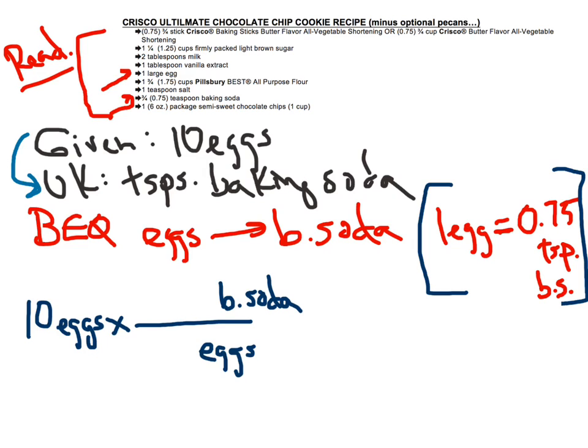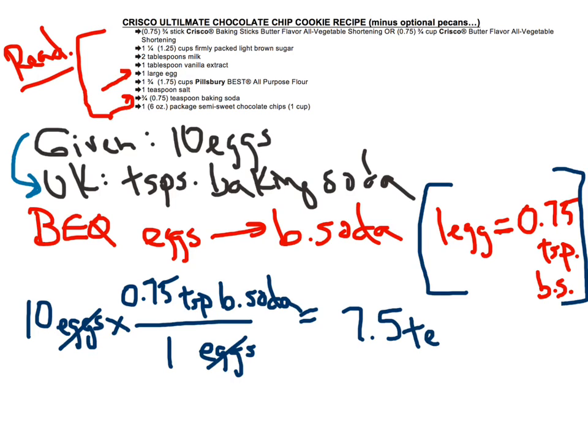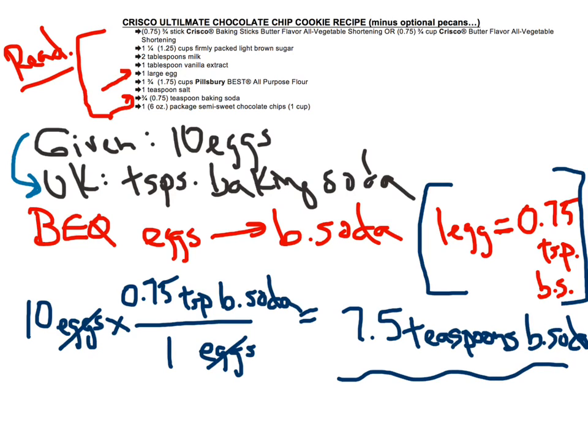In this particular case, the label is going to be teaspoons. So for every one egg, I've got 0.75 teaspoons. My eggs will factor out, and my numerical value for this is going to be 7.5. So it's going to be 7.5 teaspoons of baking soda. It is that simple as it relates to doing this.